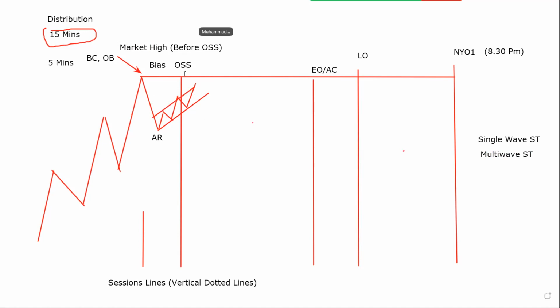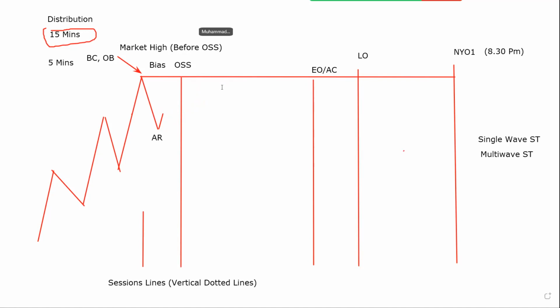You also have to identify these kinds of mini oversold or mini overbought, MOB, and then we have plus MBC, mini buying climax. Got it? Can AR also have a multi-wave? Yeah, AR can also have a multi-wave.